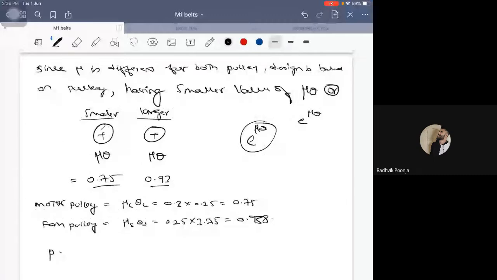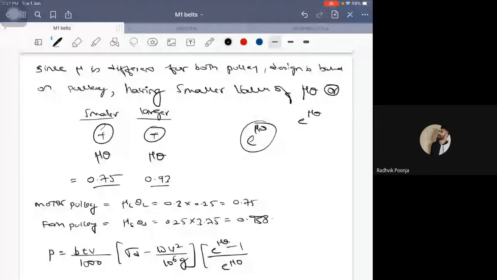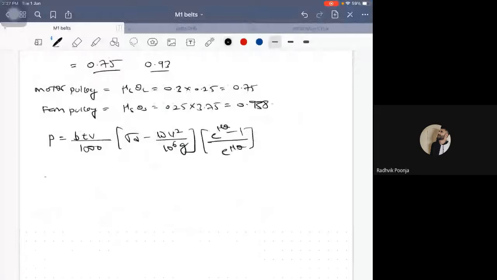P is equal to B T V divided by 1000 into sigma D minus omega V square divided by 10 to the power of 6 into G, into e to the power of mu theta minus 1 divided by e to the power of mu theta. From this, power is given as 25, substitute that. So B you need to calculate. 6 is the value of thickness.